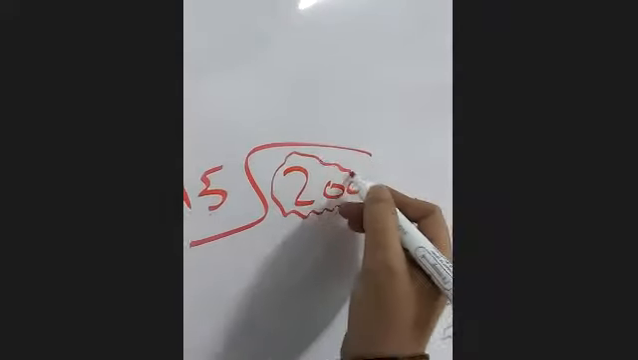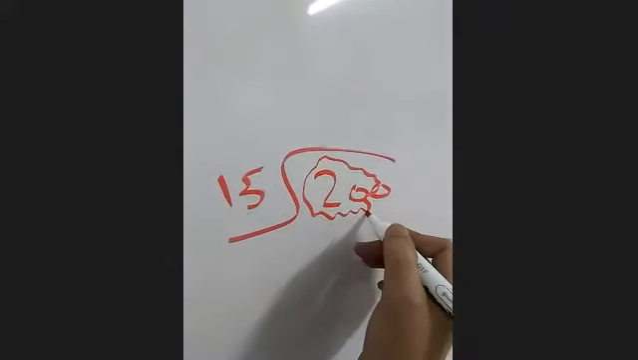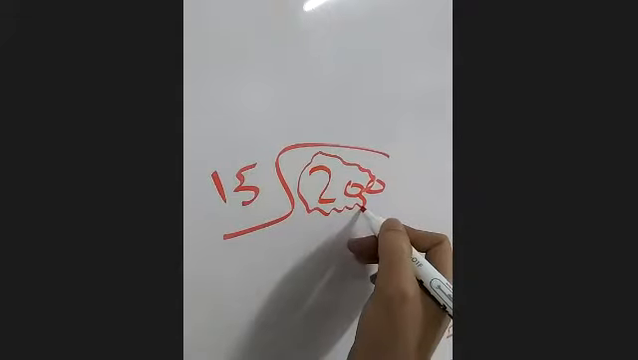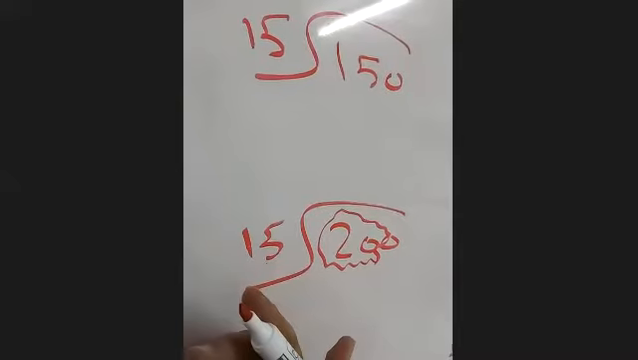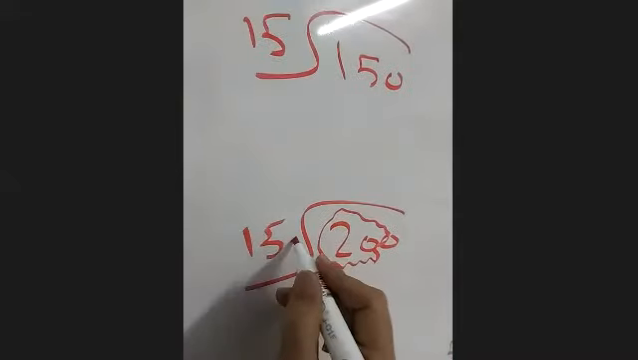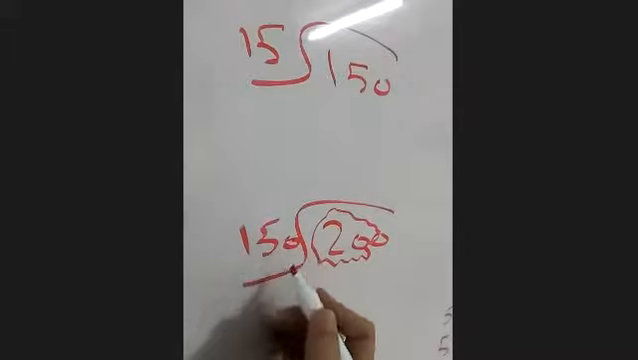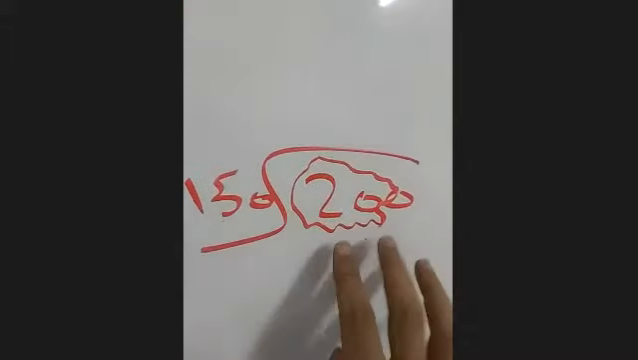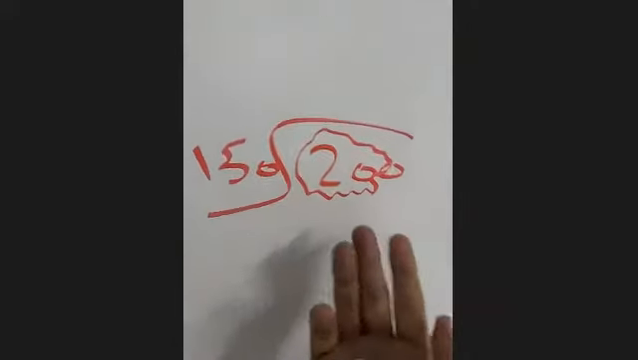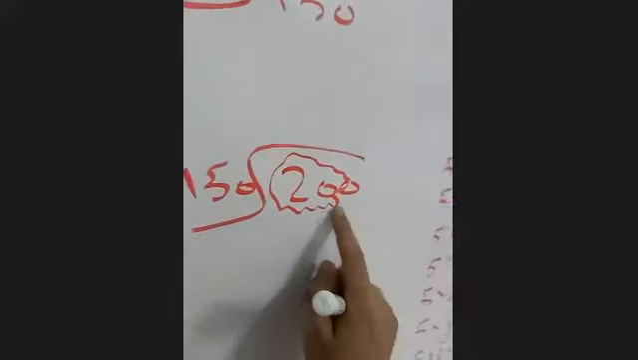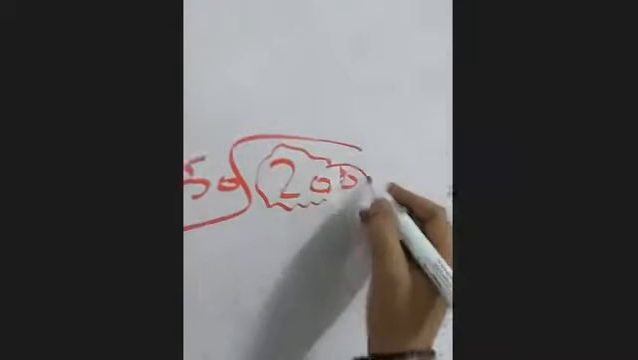Oh, sorry, I mean, what if it's 150 divided by 15? Here 150, yes. It means if the 2 digits are still less, right? Now, if the 2 digits are still less, we will take the 3 digits together to make them bigger. Look here, Muhammad.